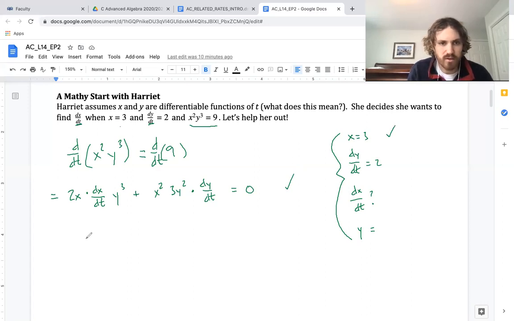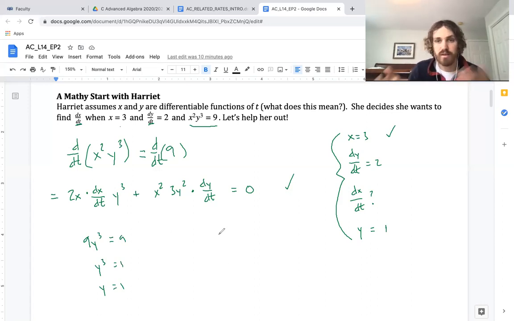So I'm going to plug in 3 for x and get 9y cubed is equal to 9. That means that y cubed is equal to 1. So y equals 1. So I can fill that in over here at this specific point in time. Something's moving along this curve. Just at that point, y is 1 and x is 3.